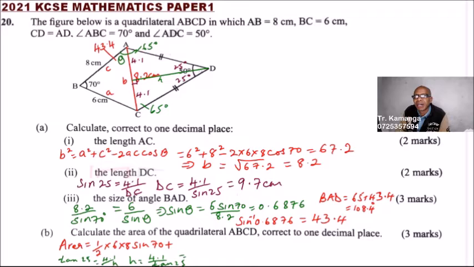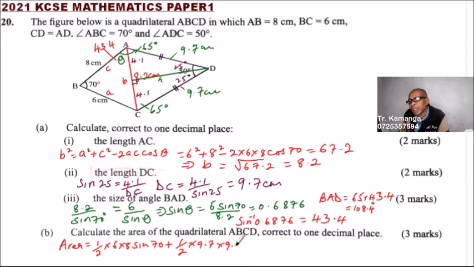I think here there is some information I have not included. We don't need to do that. Remember, in this part we have found DC. This side here is 9.7 and this side here is 9.7. So that is a bit simpler. So we just say it is a half times 9.7 multiplied by 9.7, the sine of 50. That will be easier for us.